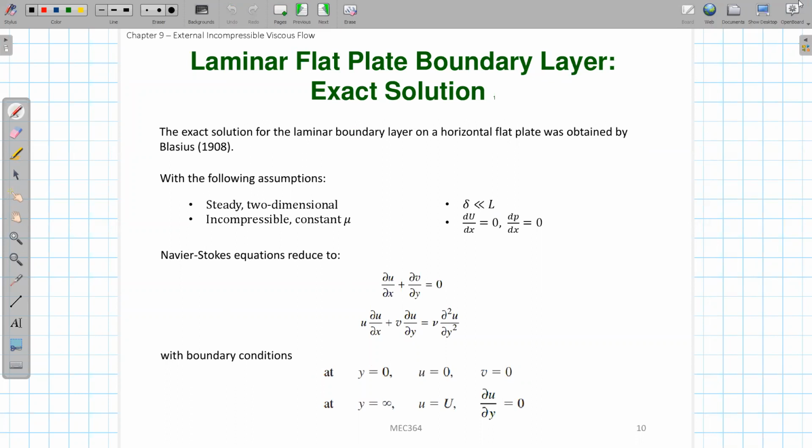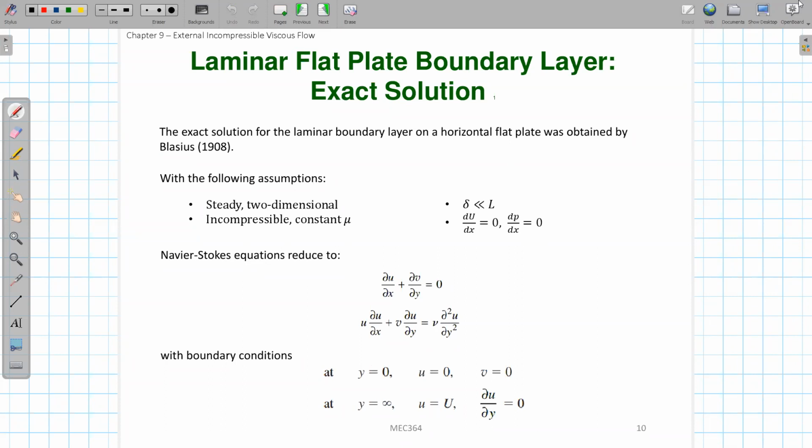We can make some assumptions to simplify the Navier-Stokes equation. First, let's assume that the flow is steady and two-dimensional. Two-dimensional means that we only have the x and y directions. In the z direction, there's no variation in the flow behavior. We also assume incompressible flow, and both density rho and viscosity mu are constant.